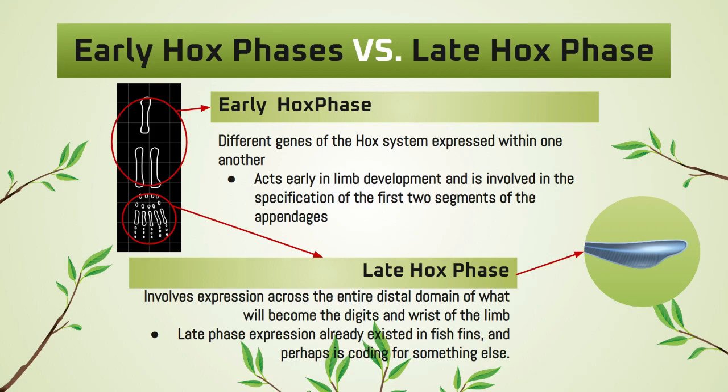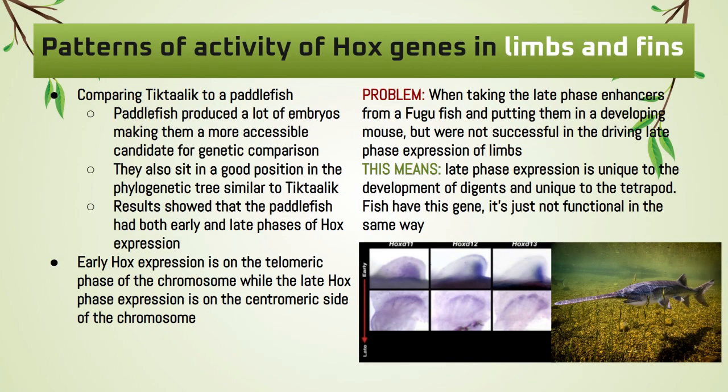Late phase expression already exists in fish fins and perhaps is coding for something else. Now that we know that the late Hox phase gene is present in fish but might be coding for something else, that means we can take it a step further in the comparative genetic process.